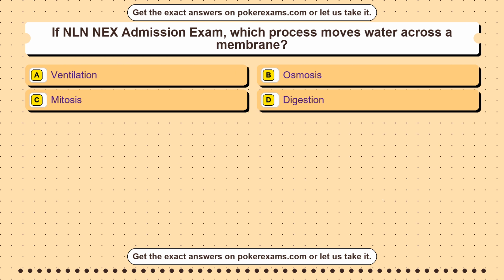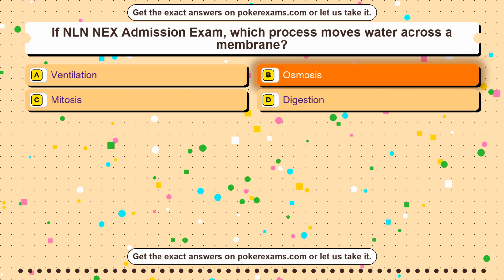Question 40. On the NLN NEX Admission Exam, which process moves water across a membrane? Option A, ventilation. Option B, osmosis. Option C, mitosis. Option D, digestion. The correct answer is option B, osmosis.